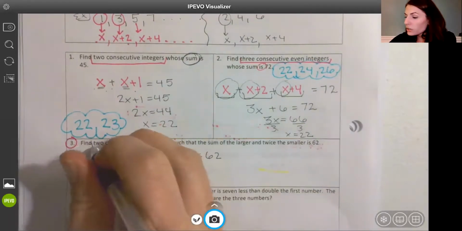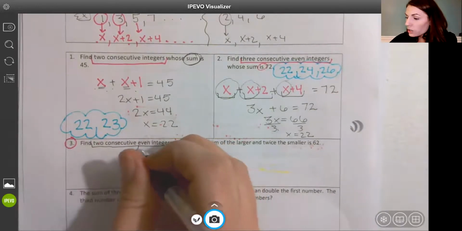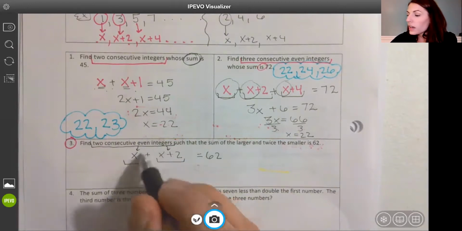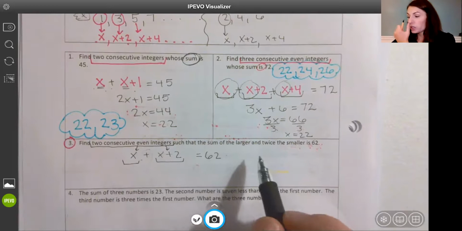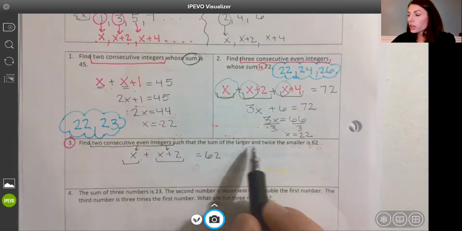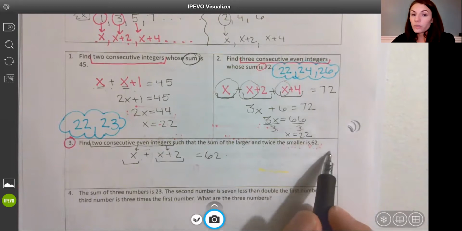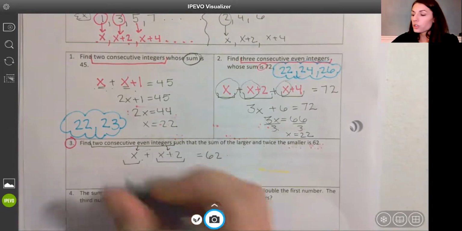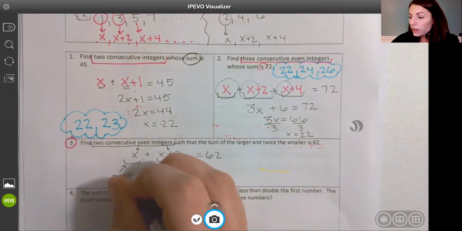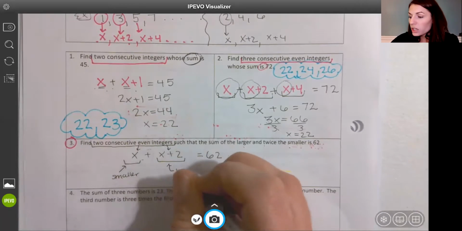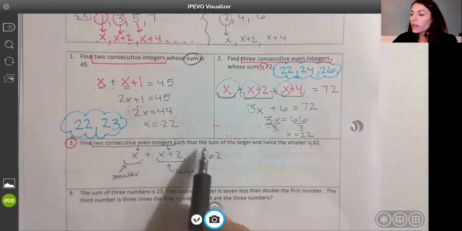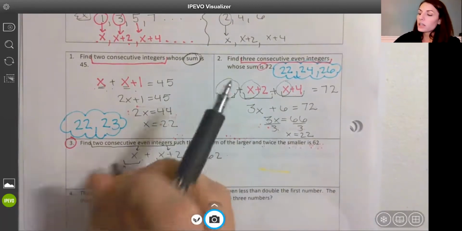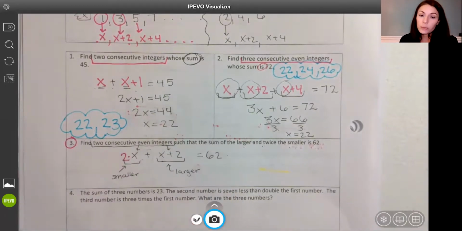I just started with this, 2 consecutive even integers, and I knew that they were the sum. So here's my 2 consecutive even integers. And it says the sum, and this is where it gets tricky, the sum of the larger and twice the smaller is 62. So when I look at this, I know that here's a list of integers. Now this would be the smaller value, and when I add 2, that would be the larger value. So I'm adding the larger one to twice the smaller, which means I need to add a 2 there.